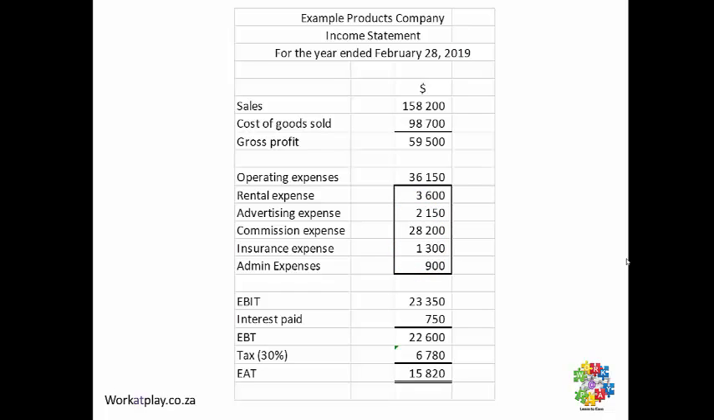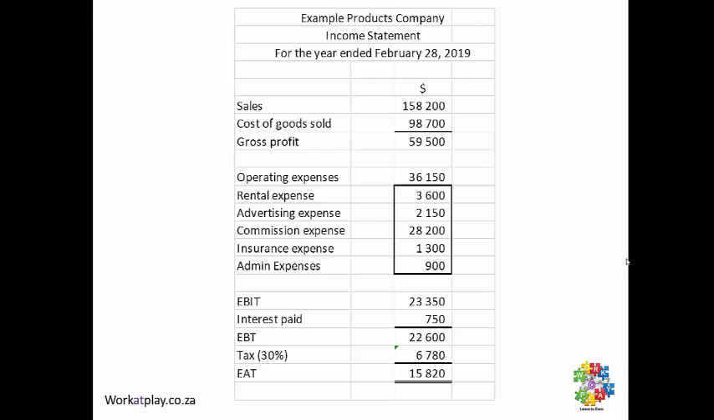And you're left with EBIT, which is earnings before interest and tax. Some people think it's earnings before income tax. It's not. It's earnings before interest and tax. We then take off your interest and you're left with your earnings before tax. Take off tax and you're left with your earnings after tax. So you've got a very simple income statement.